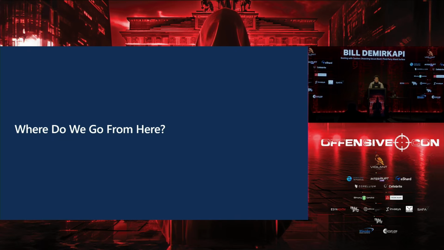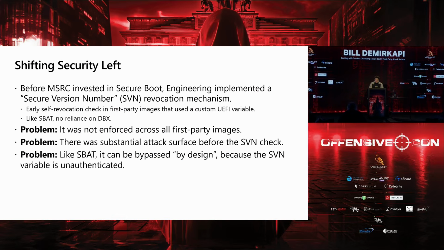So where do we go from here? I want to talk to you about how we shifted security left for secure boot. Before MSRC invested in secure boot, engineering had this interesting revocation mechanism called the secure version number, SVN. It's an early self-revocation check in first-party images that uses a custom UEFI variable, just like SBAT. There is no reliance on DBX.